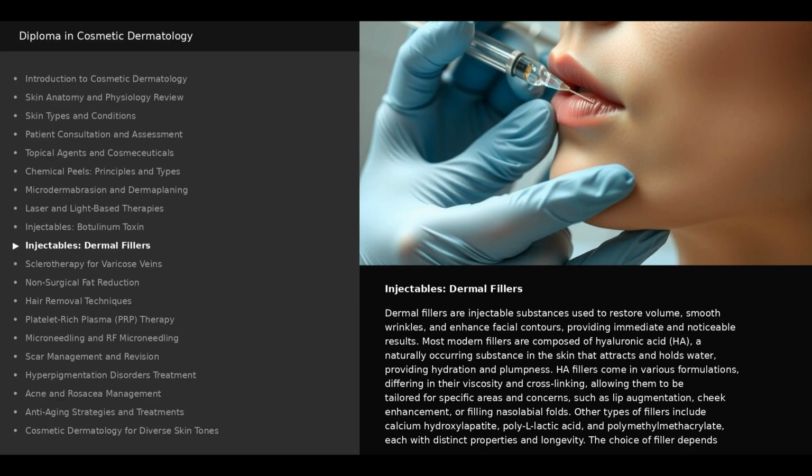HA fillers come in various formulations, differing in their viscosity and cross-linking, allowing them to be tailored for specific areas and concerns, such as lip augmentation, cheek enhancement, or filling nasolabial folds. Other types of fillers include calcium hydroxylapatite, poly-L-lactic acid, and polymethyl methacrylate, each with distinct properties and longevity. The choice of filler depends on the treatment area, desired outcome, and patient characteristics.